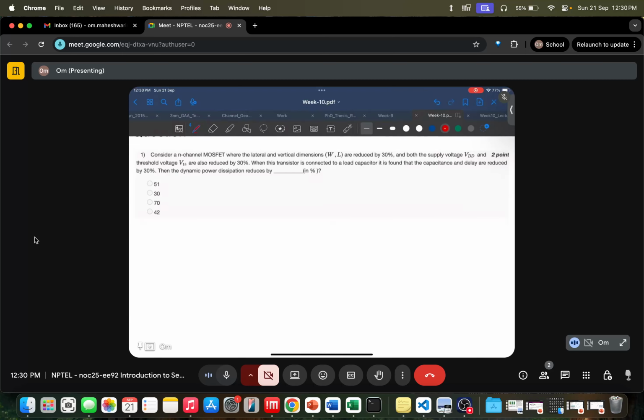The first question is, consider an N-channel MOSFET where the lateral and vertical dimensions W and L are reduced by 20%. Both the supply voltage VDD and threshold voltage are also reduced by 30%. When this transistor is connected to a load capacitor, it is found the capacitance and delay are reduced by 30%. The dynamic power dissipation is reduced by what percent? Please answer this question.